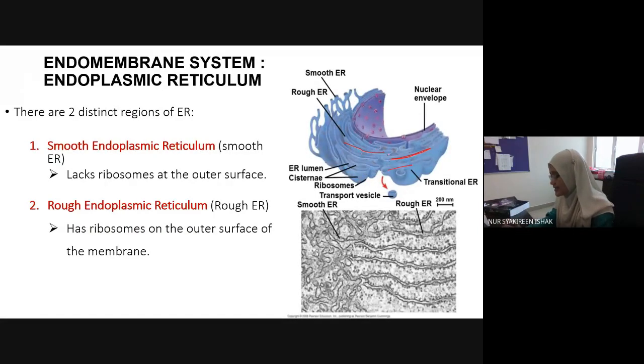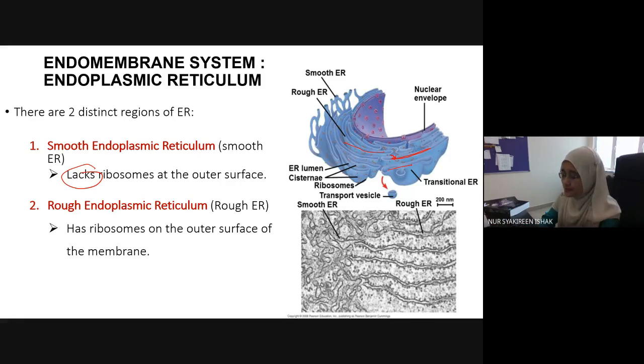So the proteins are synthesized by the bound ribosome, and they are synthesized within the cisternal space. Okay, so there are two distinct regions of the ER. Smooth ER, why do we call it smooth ER? Because they do not have any bound ribosome. Lack means it does not have at all. Bukan kurang tapi lack, does not have any ribosome attached to it at all.